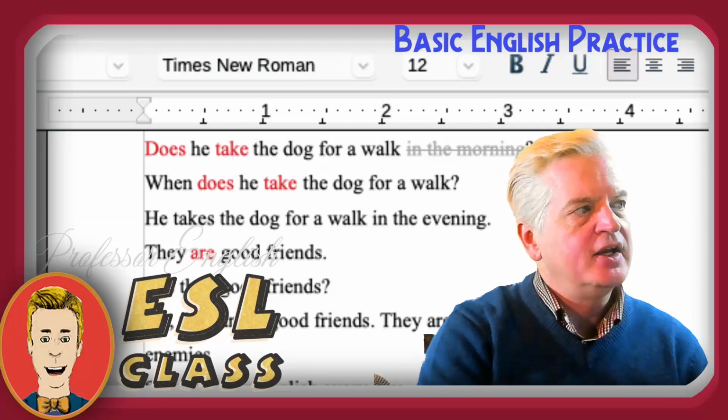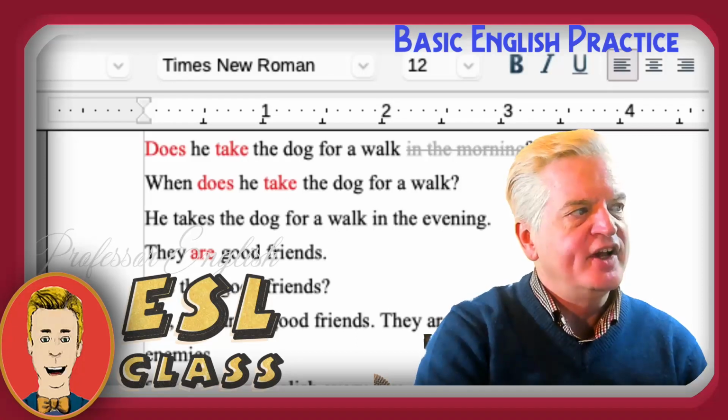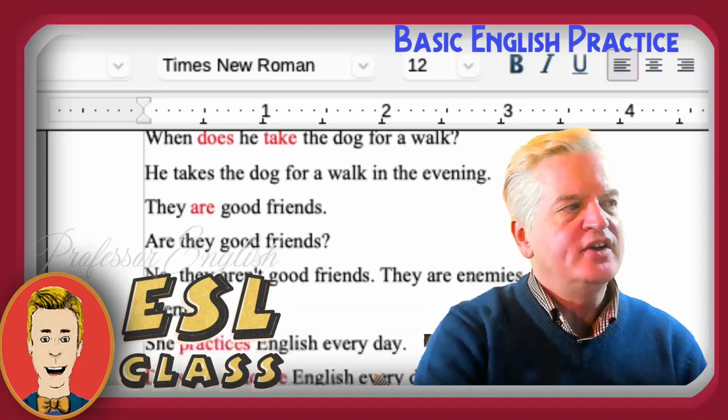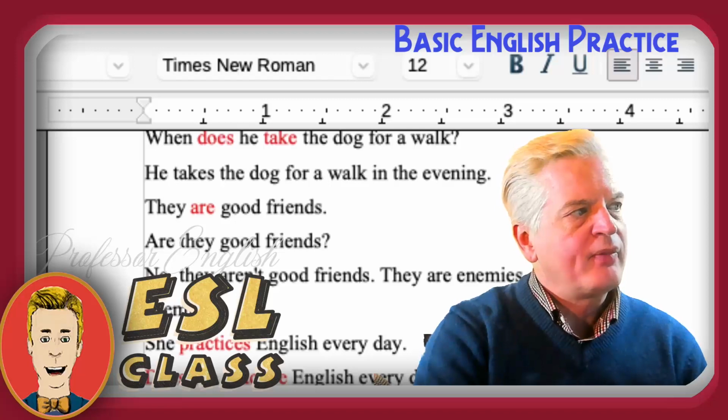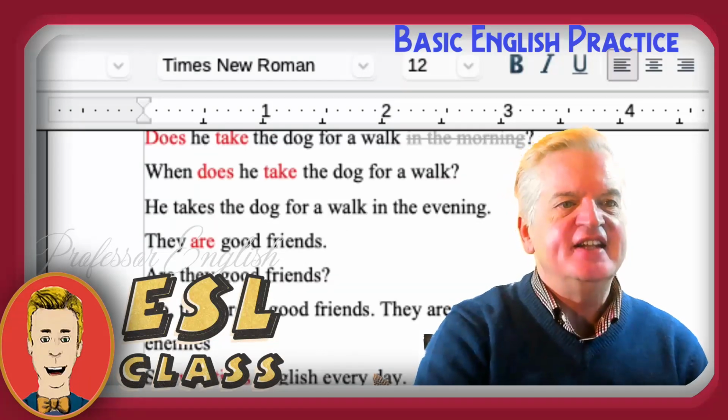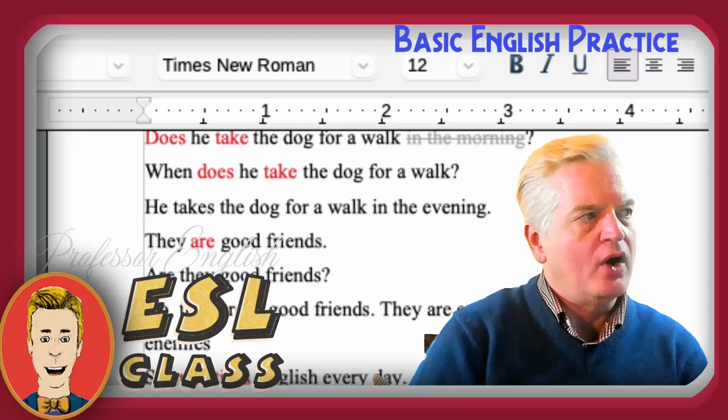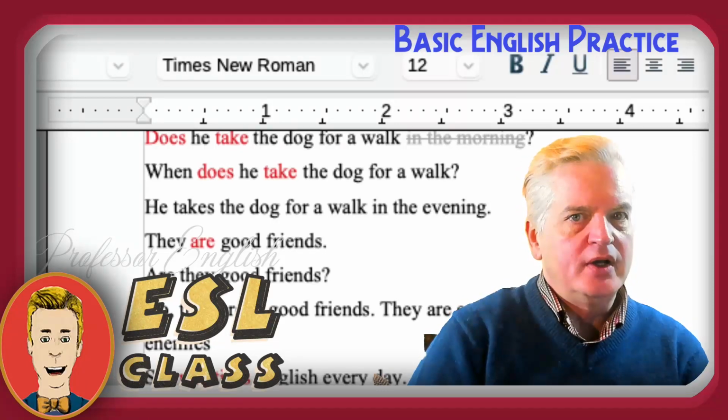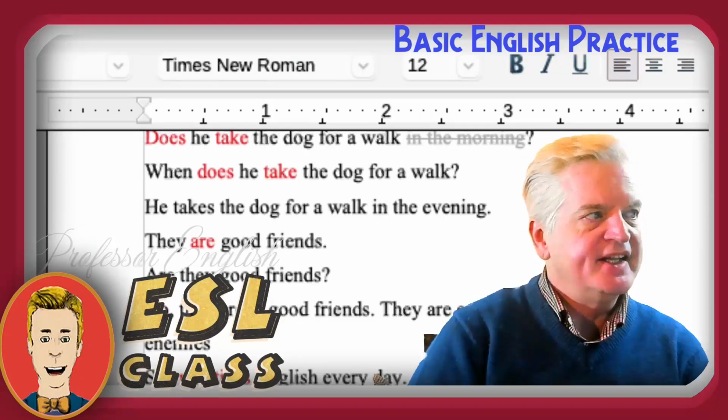When does he take the dog for a walk? And the answer is in the evening. He takes the dog for a walk in the evening.